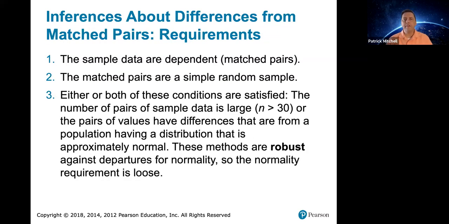The requirements are that the sample data are dependent or matched pairs. The matched pairs are a simple random sample, and either or both of these conditions are satisfied: the number of pairs of sample data is large, as in greater than 30, or the pairs of values have differences that are from a population distribution that is approximately normal.